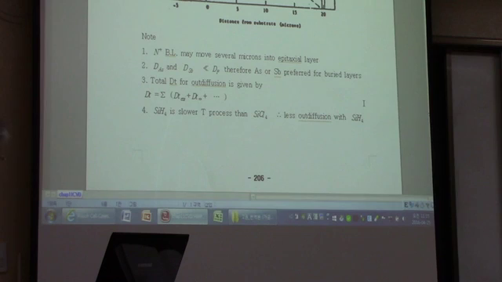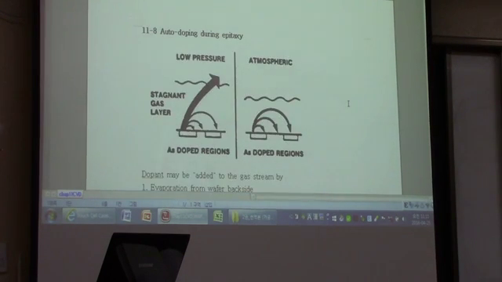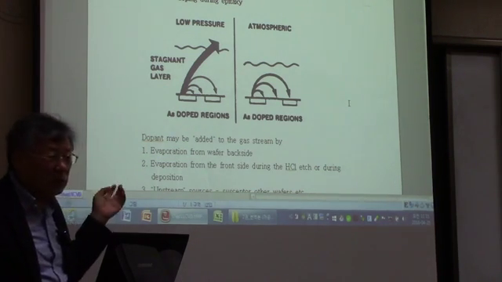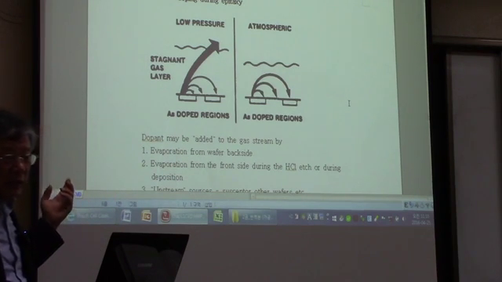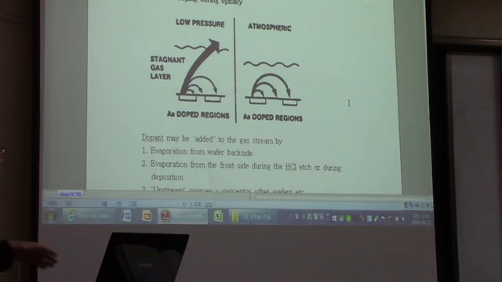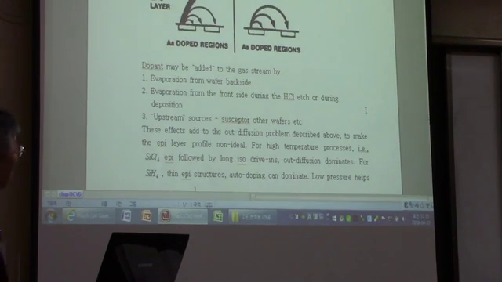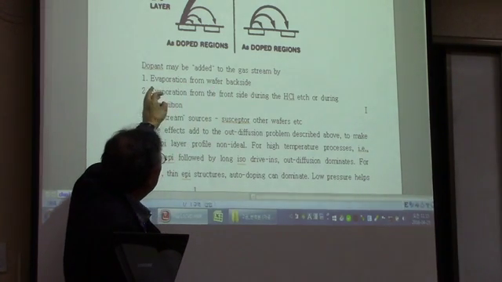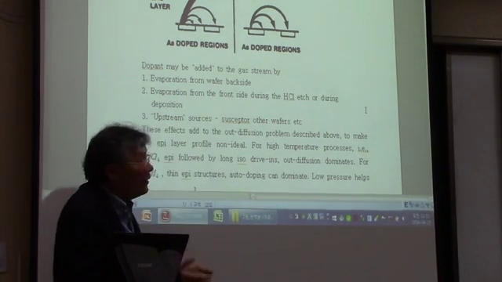So for the buried layer, people use antimony in the bipolar transistors. Now, autodoping of the epitaxial layer. I don't know why they put the name autodoping for this phenomenon, but the autodoping is the thing that dopant may be added to the gas stream by evaporation from the wafer backside.